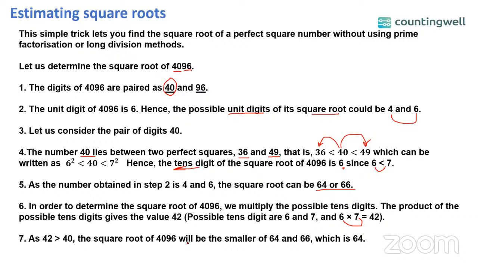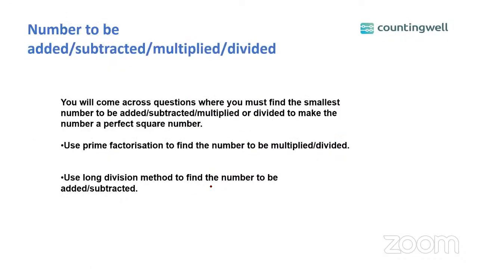Note that 42 is greater than 40, and the square root of 4096 will be the smaller of 64 and 66. That's why the number is 64. I hope this trick is clear to all. Hence, we have the square root of 4096 as 64.